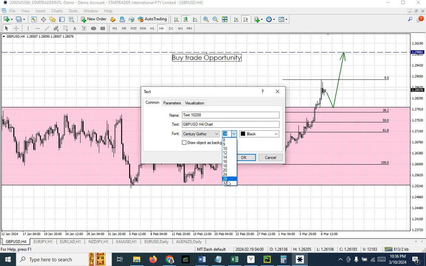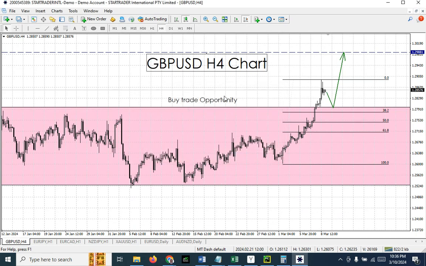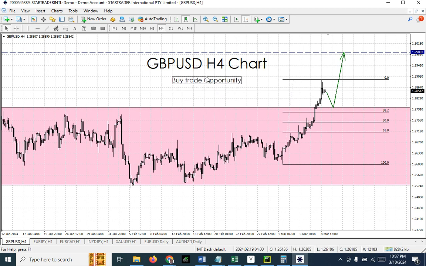So we expect this to happen. Just watch me and see what I'm going to do, guys. This is how you tidy up your chart markup. So, buy trade opportunity: wait for price to pull back to structure, then you look for a buy opportunity here.